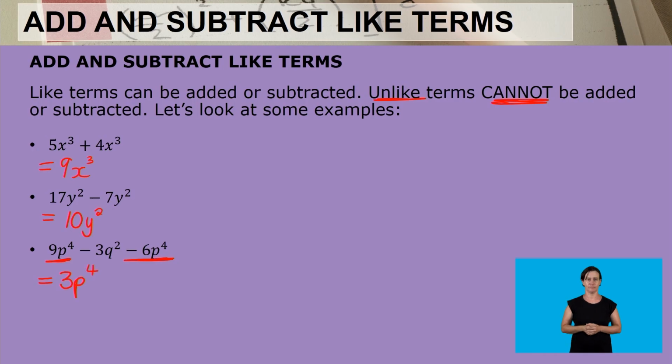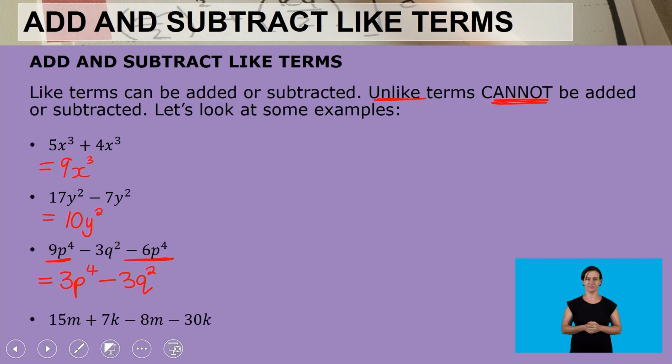Then what about that minus 3q squared? Well, it does not have a like term, so we are just going to write it as it is, and that is going to be minus 3q squared. Now, can we subtract those two together? No, we cannot, and the reason is that they are not like terms.